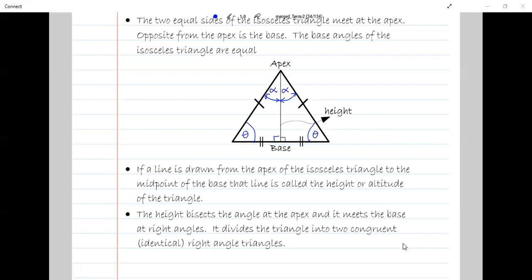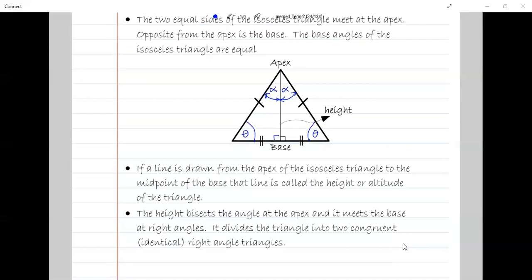Sorry, the height bisects the angle at the apex and it meets the base at right angle. This means that it divides the triangle into two identical right angle triangles. So the height or altitude of the isosceles triangle, and by extension, the equilateral triangle, divides the triangle into two identical right angle triangles.